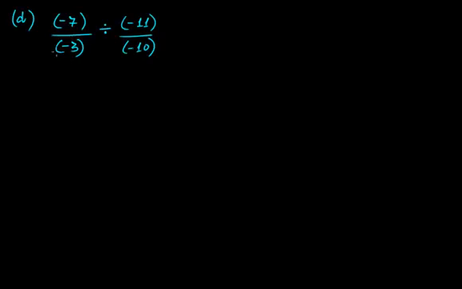Here, this is minus 7 over minus 3 divided by minus 11 over minus 10. Now, as you can see, both the numerators are negative and both the denominators are also negative. So first write it like this: minus 7 over minus 3 times, and this becomes what? The reciprocal of minus 11 over minus 10 becomes minus 10 over minus 11.